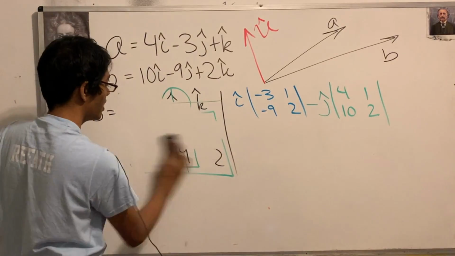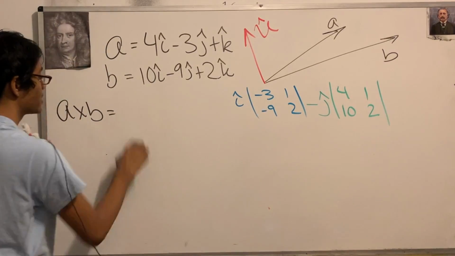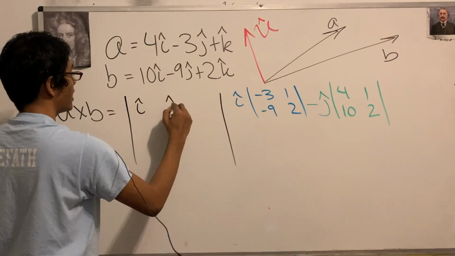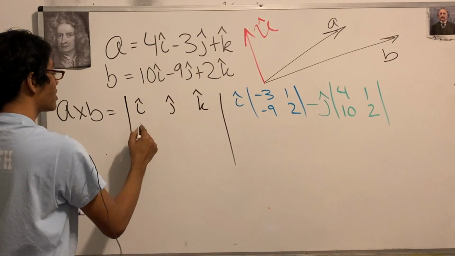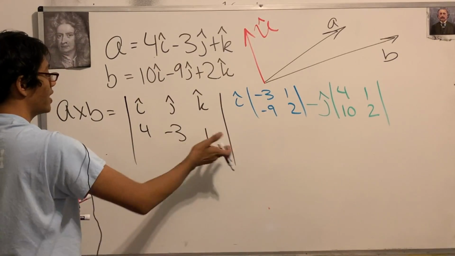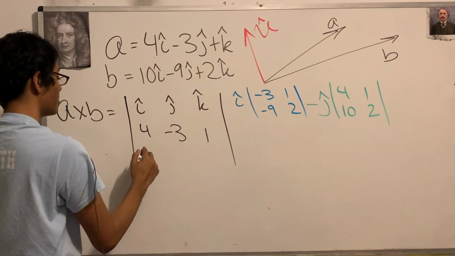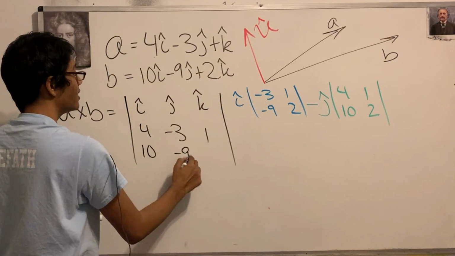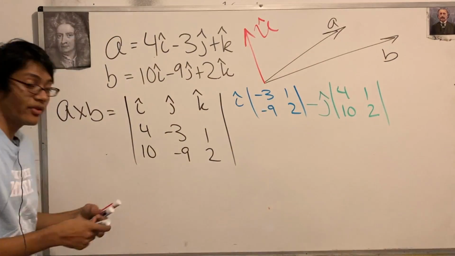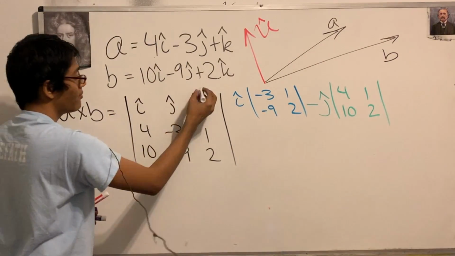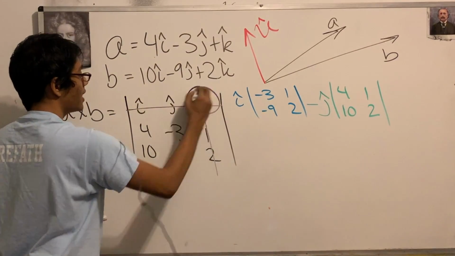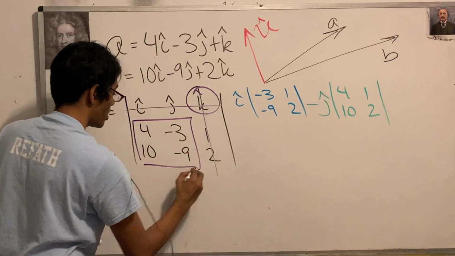Well, first let's rewrite our matrix again so that we can do the same color coding process. So I'm going to have as my first row i hat, j hat, k hat. My second row are going to be the components of my first vector, 4, negative 3, 1. My third row, my last row, are going to be the components of my second vector, 10, minus 9, and 2. So now I've done i hat, I've done j hat. My focus now is not on i hat, not on j hat, but on k hat, right?